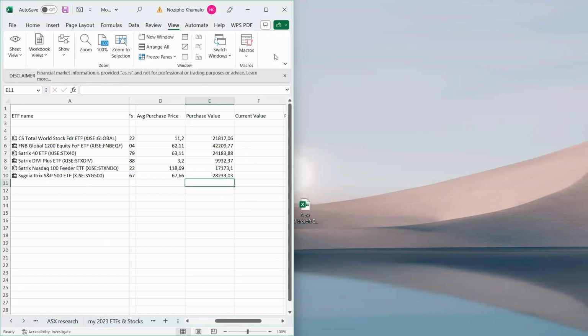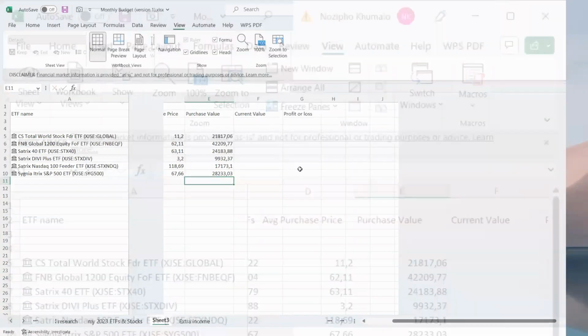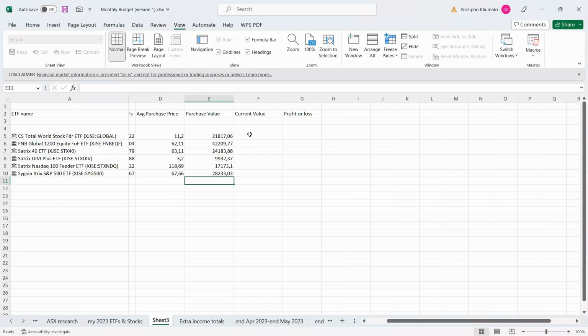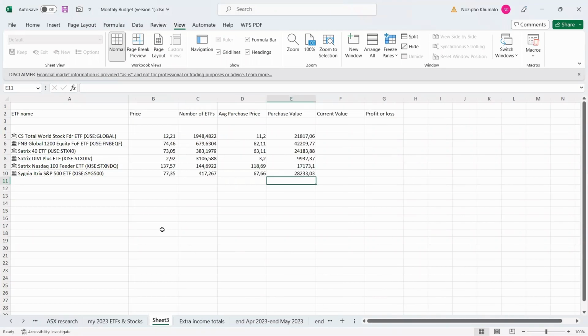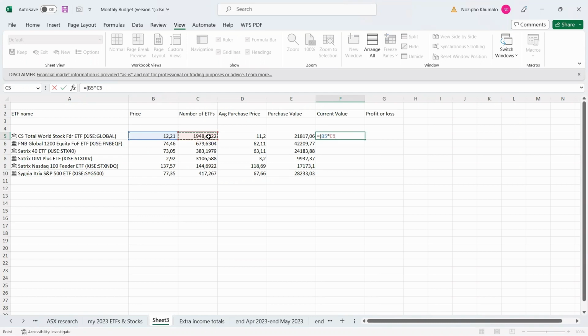Now, where it says current value, I can actually calculate this, but sometimes the calculation is not always correct. So how do you calculate? You take the price and multiply by the number of shares. That's the idea, but sometimes it doesn't work. So you go equals, open brackets, price times number of ETFs. That's how the calculation is supposed to work, and it should calculate the current value. But of course, it's not accurate because these prices are not the exact prices.